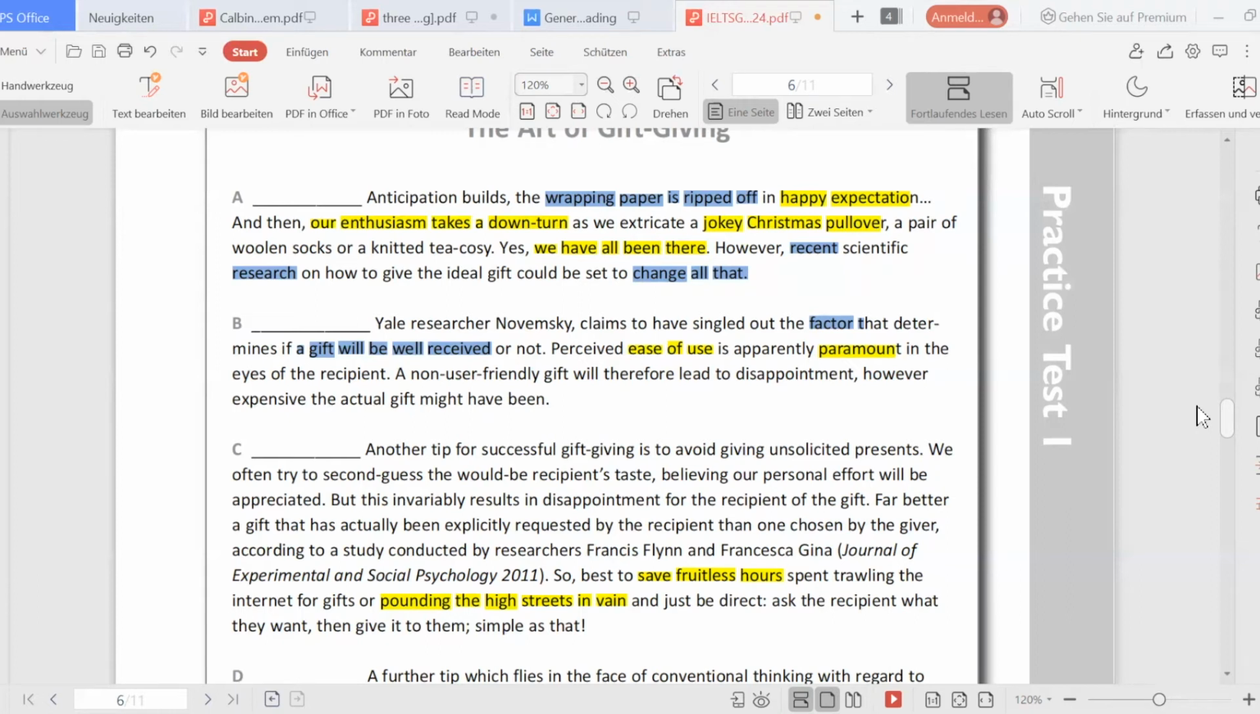Okay, so watch out for high degree adjectives, and you would not need to read so much around and try to figure out your minimum 2 sentences that I talked about when we were doing paragraph A. Of course, you can go on to read the previous sentence and the next sentence. A non-friendly gift would therefore lead to disappointment. But the key idea here is that perceived ease of use is key. So let's go to the question.